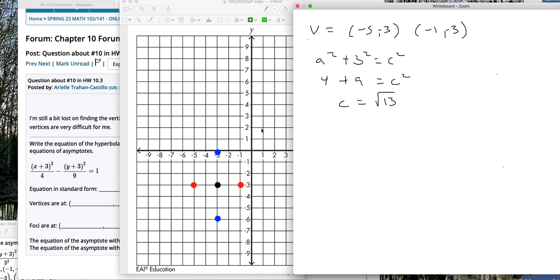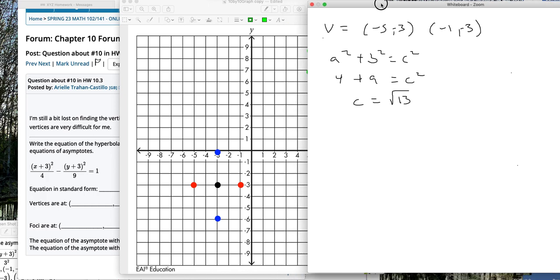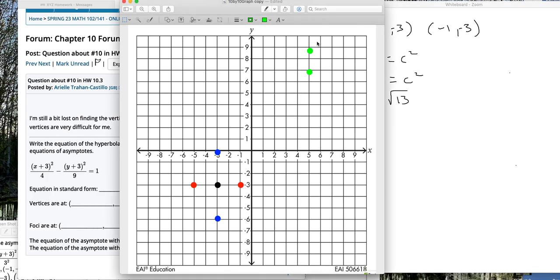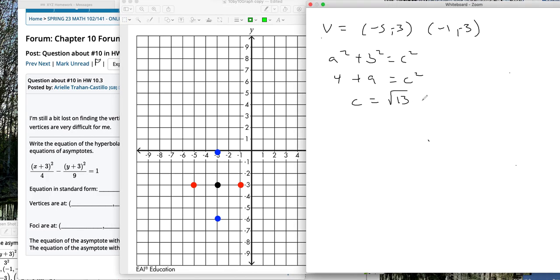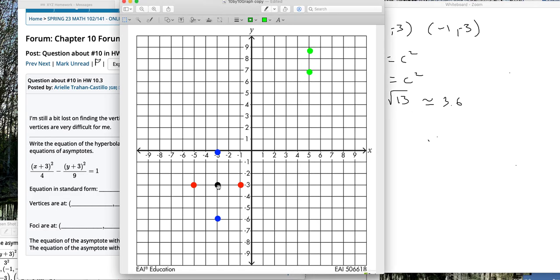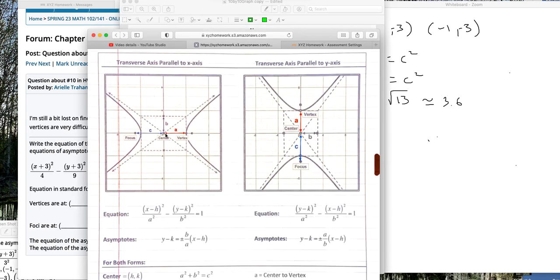So here's where I like having this picture, because I have a really hard time getting these ordered pairs correct if I don't sketch it out. So root 13 is going to be, square root 9 is 3, square root 16 is 4. So root 13 is probably like 3.5, 3.6, something like that. We'll call it 3.5 for graphing purposes over here. And it's measured from the center to the focus, as you can see on the notes: from the center to the focus is your C.